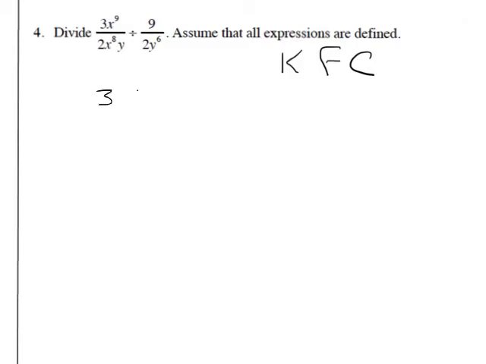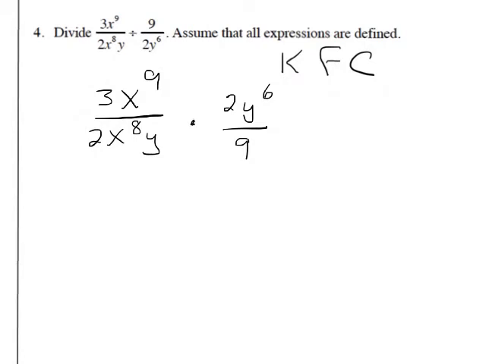So that gives me 3x to the 9 divided by 2x to the 8th y. Keep that the same. I'm going to flip the second piece over, so it's going to be 2y to the 6th over 9, and I'm going to change it from division to multiplication. Okay, now we're going to do the same as what I did on the previous problem.